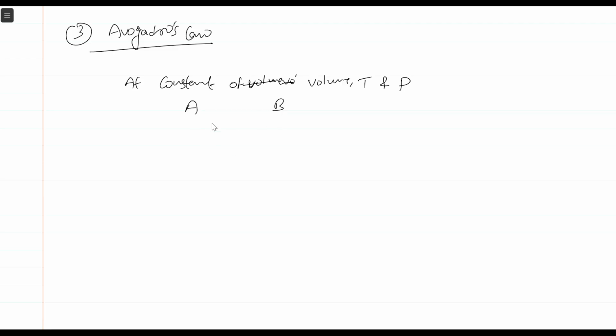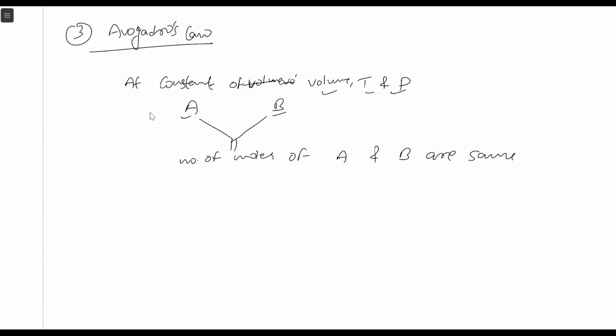are two different gases, then the number of moles of these two gases will be same. Number of moles of A and B are same. So at constant volume and temperature and pressure, the number of moles of these two gases are same.